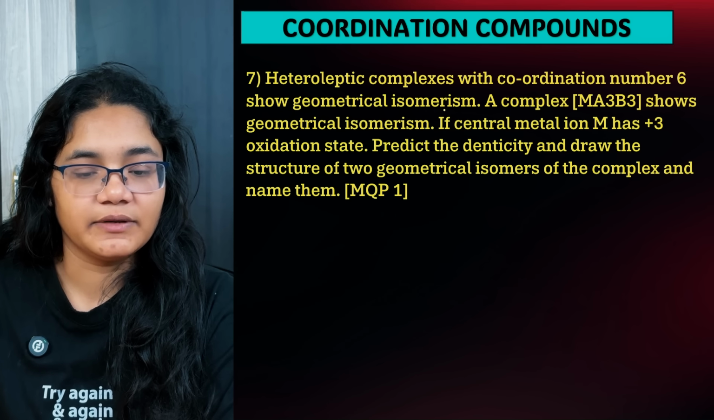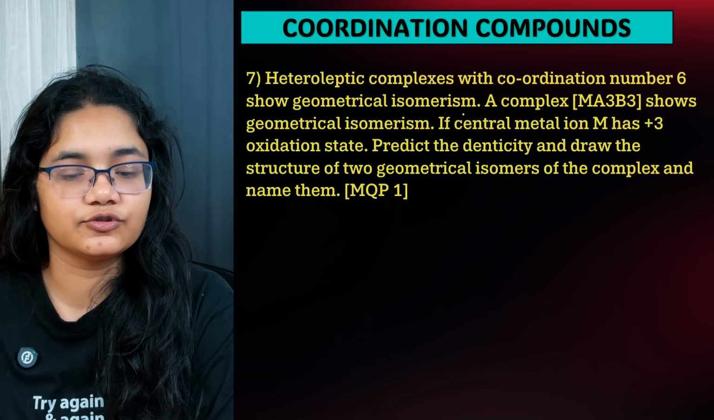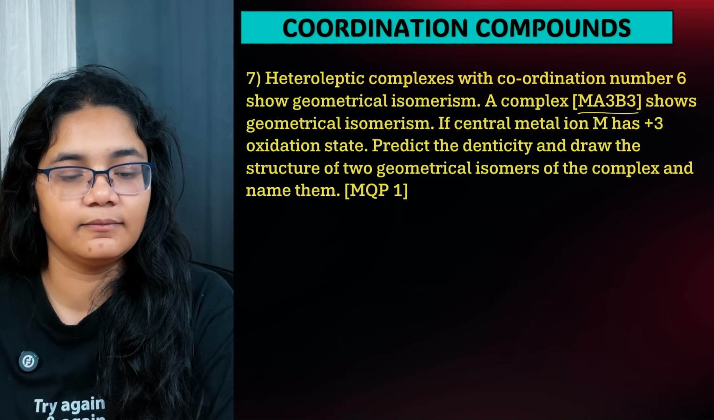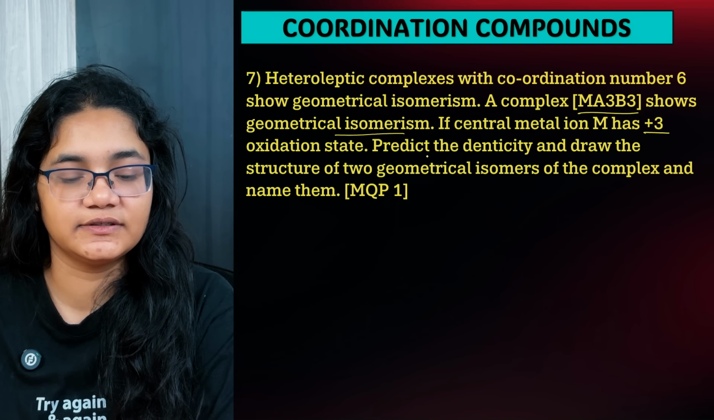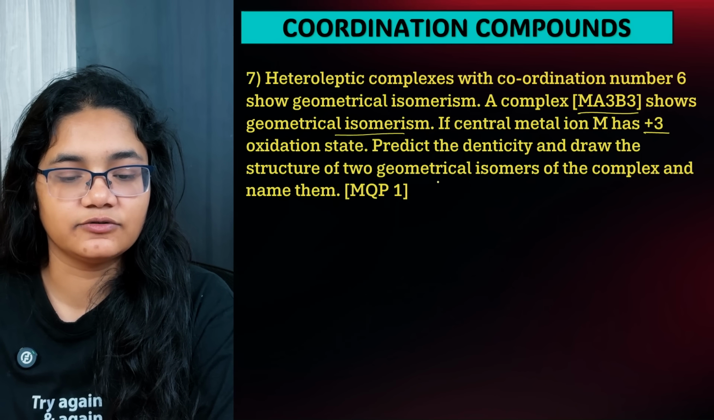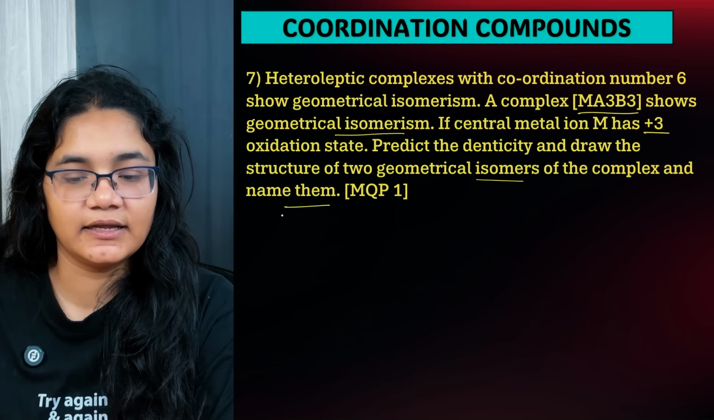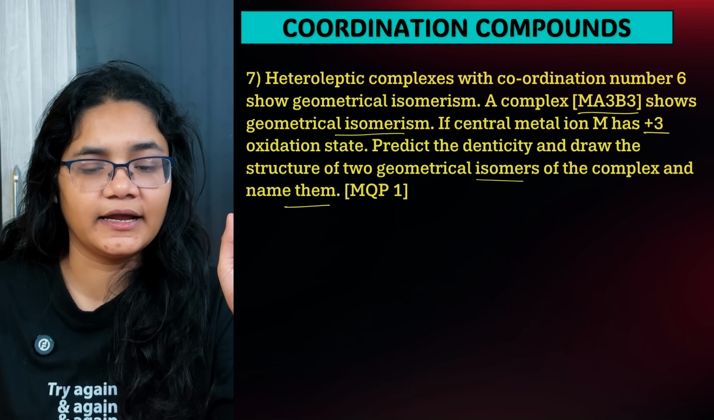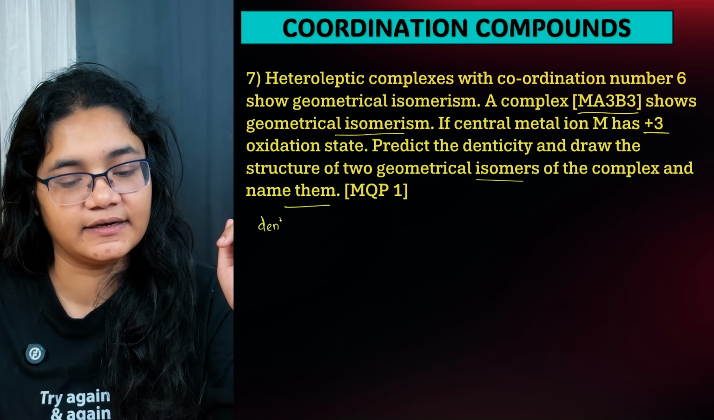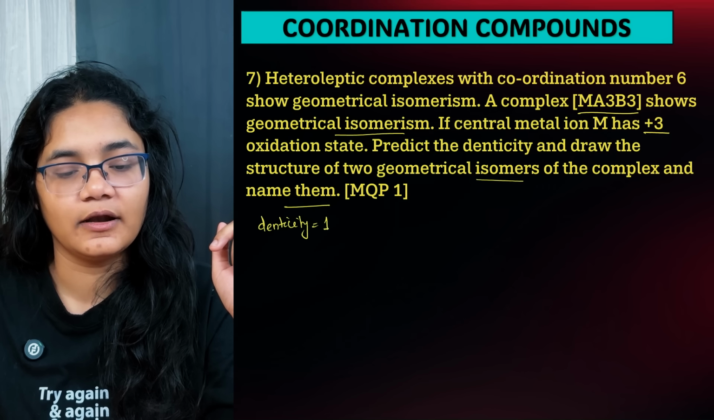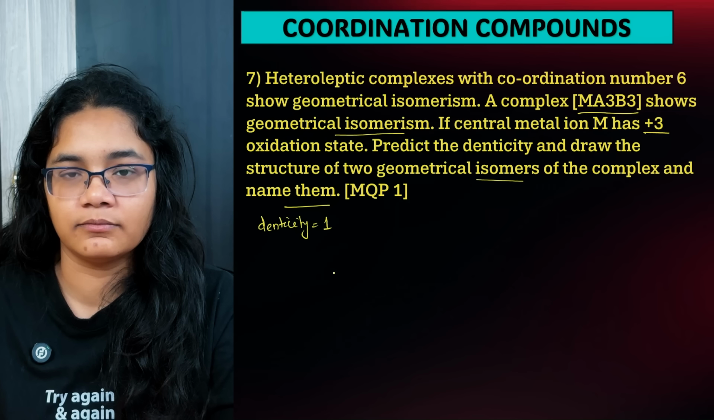Okay. Next, we have heteroleptic complexes with coordination number 6 that show geometrical isomerism. A complex Ma3B3 shows geometrical isomerism if the central atom M has a +3 oxidation state. Predict the denticity and draw the structure of two geometrical isomers of the complex and name them. Okay, so first of all, predict the denticity. You can see that the coordination number is 6 and the formula also has 6 ligands, so definitely the denticity is equal to 1 here. Okay, now you have to draw both the isomers. So Ma3B3 has facial and meridional isomerism.